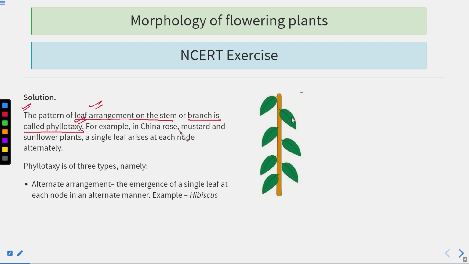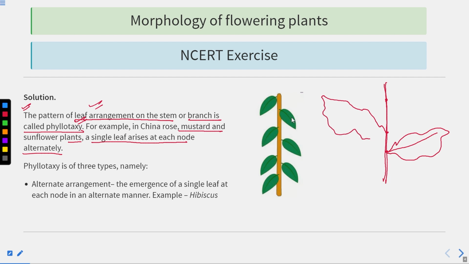For example, in China rose, mustard and sunflower plants, a single leaf arises at each node alternately. So here you can see, if this is a mustard, then these are the nodal regions which I'm marking, and this is the mustard leaf. If you have seen the figure, the mustard leaf is somewhat like this only. Alternately, you can see at each nodal region there is one leaf arising and they are arranged alternately. So phyllotaxy is of three different types.